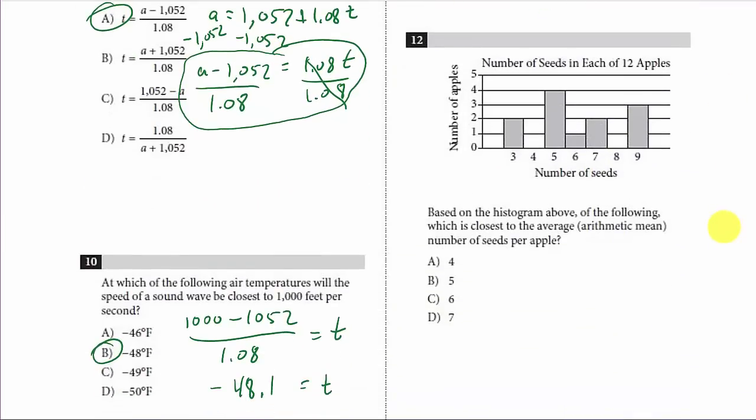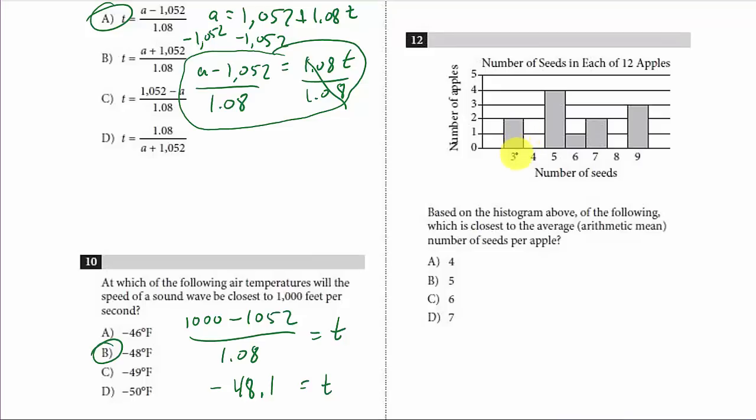All right, so let's look at number 12. Based on the histogram above, which of the following is closest to the average, arithmetic mean, number of seeds per apple? So what this shows is that in three apples there are 2 seeds, in 5 apples there are 4, in 6 apples there is 1, in 4 apples there are none, and so on. So we want to find the mean.